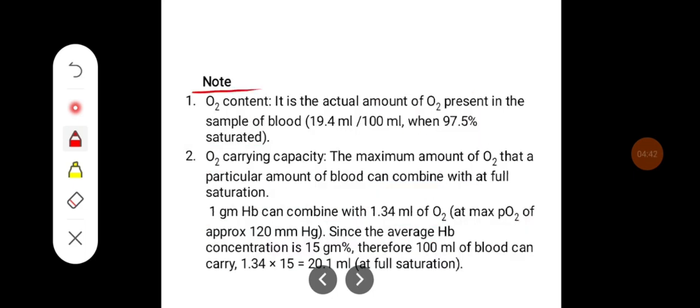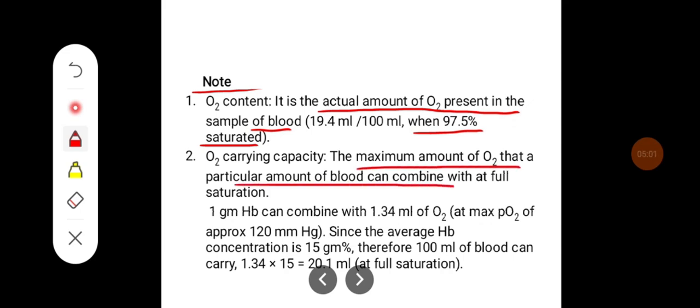Oxygen content. It is the actual amount of oxygen present in a sample of blood, that is 19.4 ml per 100 ml when it is saturated 97.5%. Oxygen carrying capacity is the maximum amount of oxygen that a particular amount of blood can combine with at full saturation.